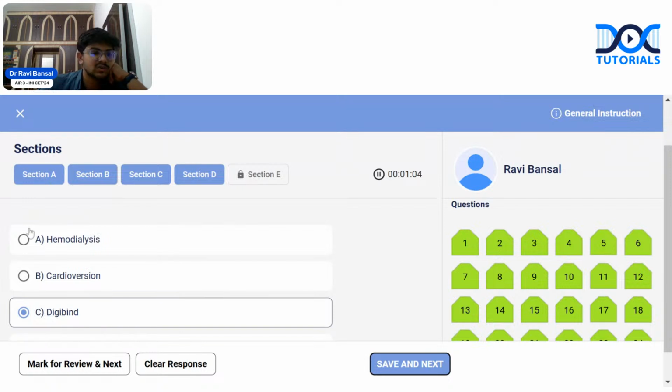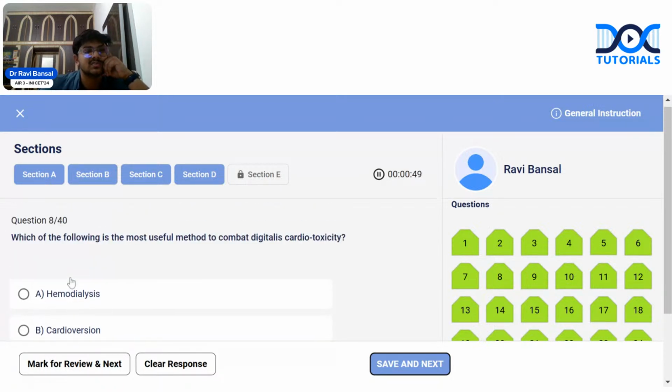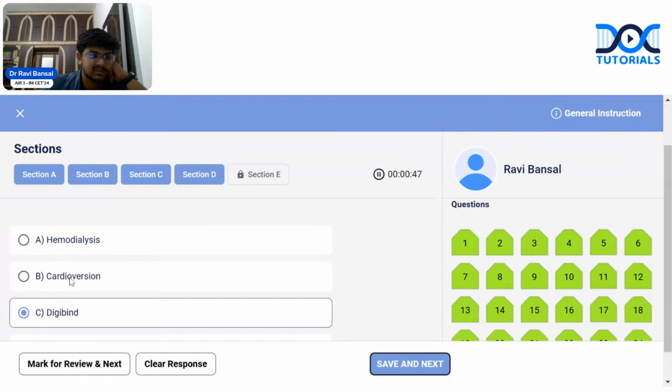We do not do hemodialysis in digoxin toxicity. This is because it gets distributed to your muscle tissue, so it won't be of benefit. Cardioversion we can do, as digitalis causes arrhythmia. So for the arrhythmia we do cardioversion, but they are not the most useful method.